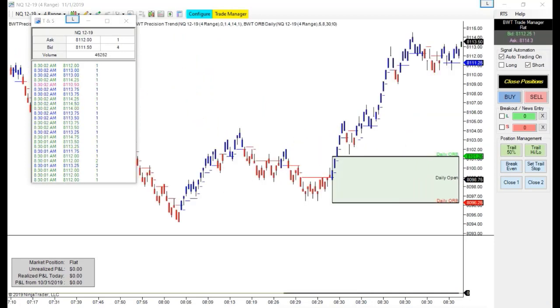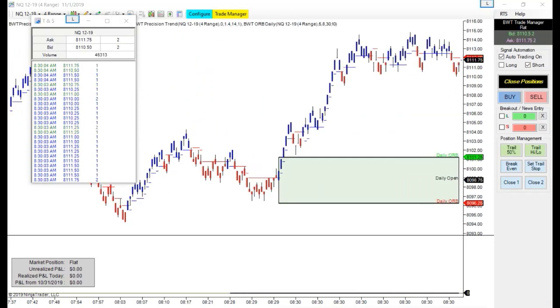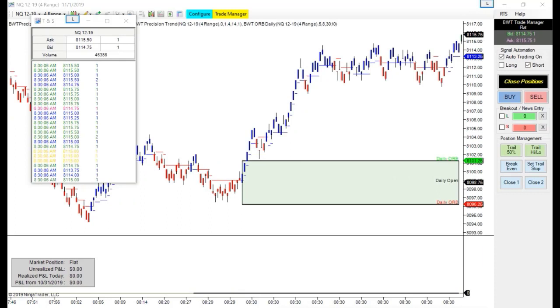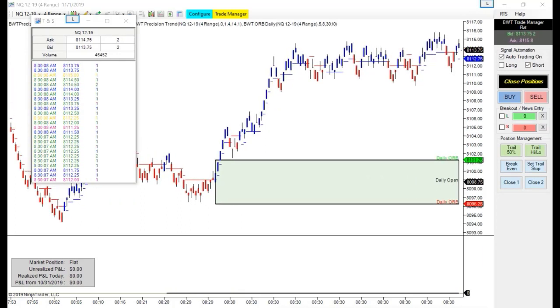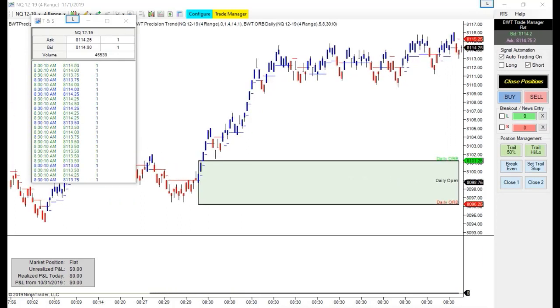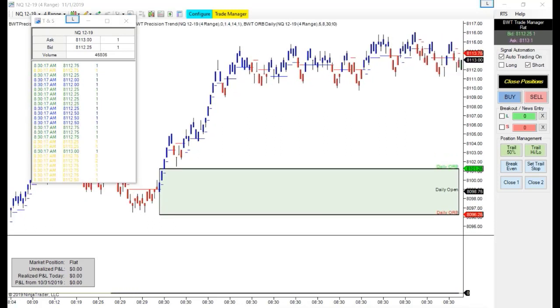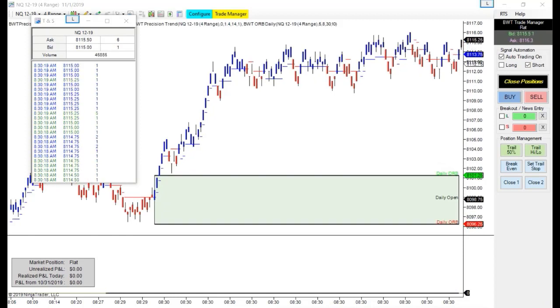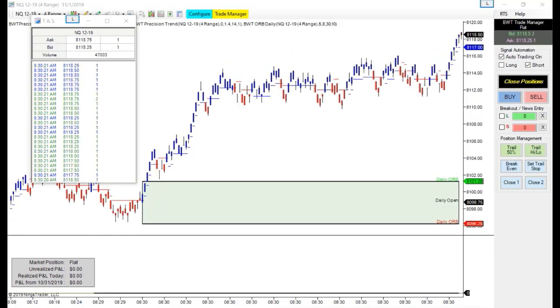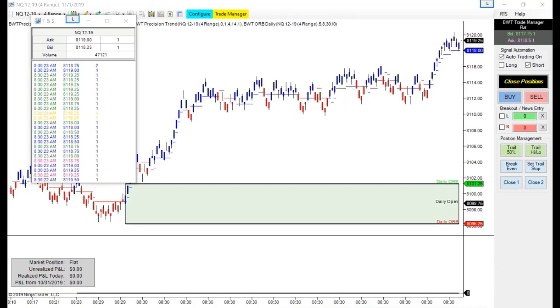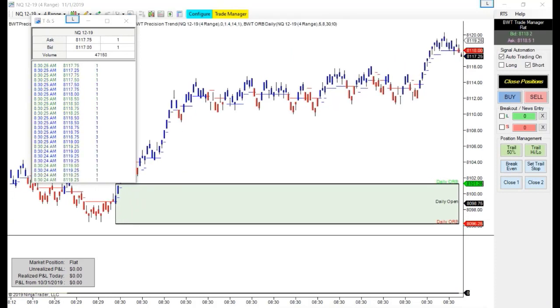Here we go. Opening up, shooting higher. At least so far. Well, I was on shorts. So unfortunately, I missed that move. Well, 81.15 could still be resistance. But that was the move. The move was higher. Oh well.